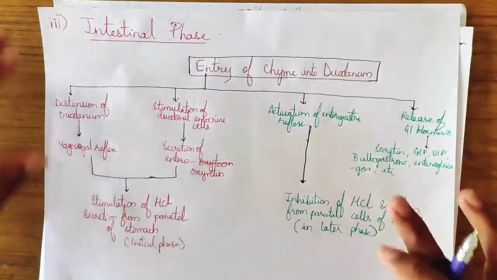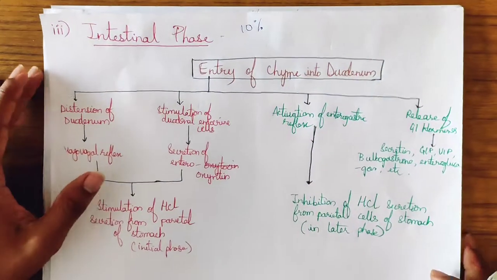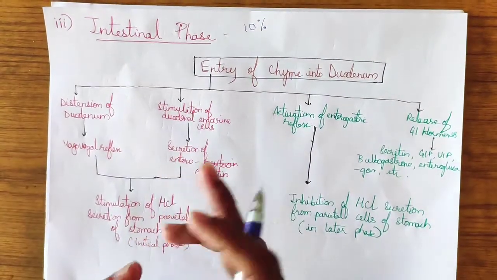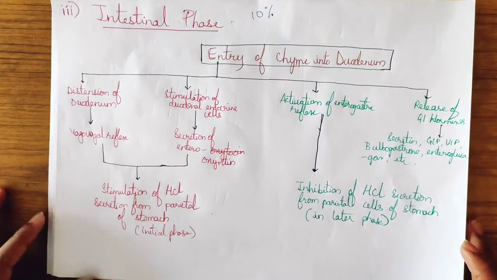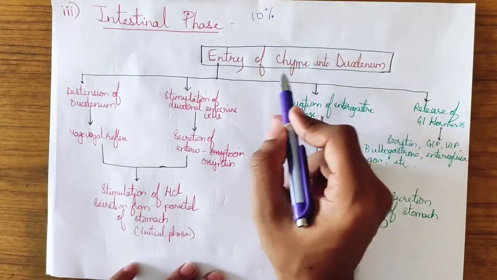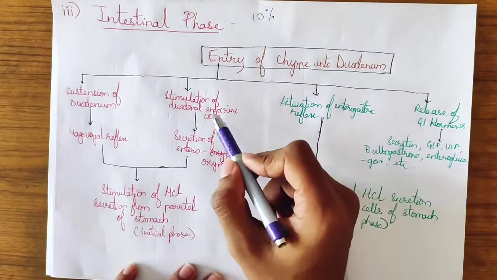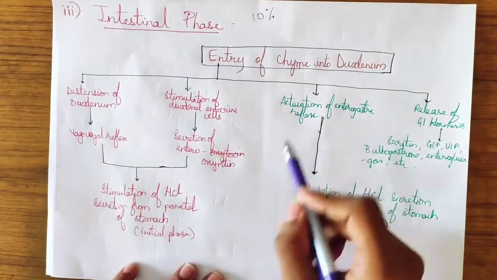So now let's talk about the last phase of the gastric acid secretion, that is the intestinal phase. It involves only 10% of the gastric acid production. The overall effect of this phase is the inhibition of the gastric acid production. So let's understand this through the flowchart. There is entry of chyme into the duodenum.